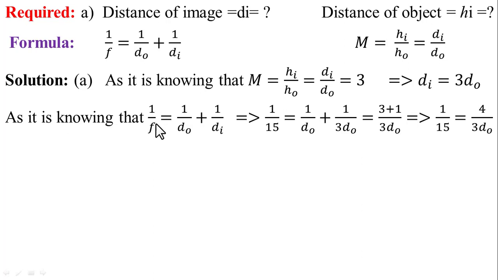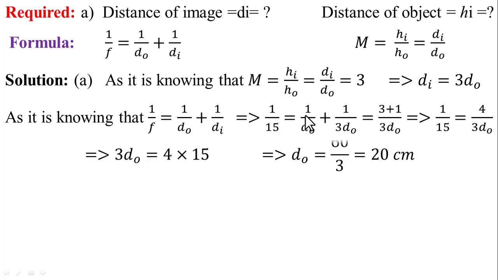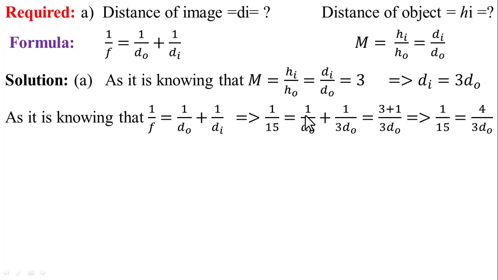So we will put the value di is 3d naught. As we know that 1 upon f is equal to 1 upon d naught plus 1 upon di. Putting the value of focal length 15, 1 upon 15 is equal to 1 upon d naught plus 1 upon 3d naught. So taking the LCM 3d naught and 3 plus 1, this implies that 1 upon 15 is equal to 4 upon 3d naught.